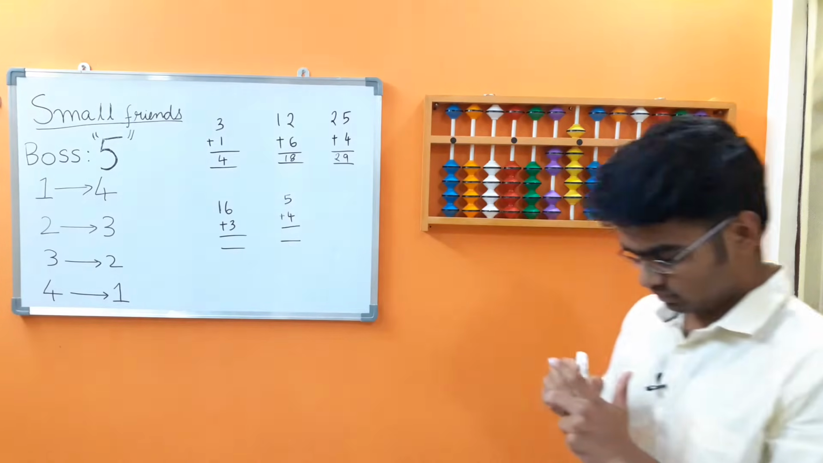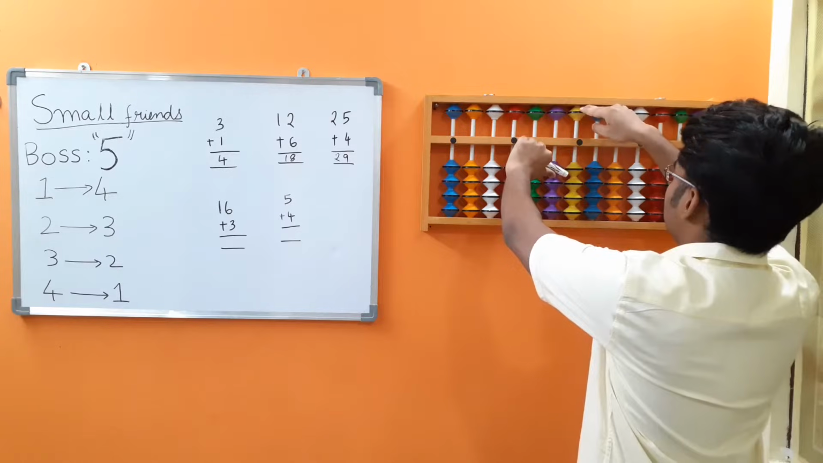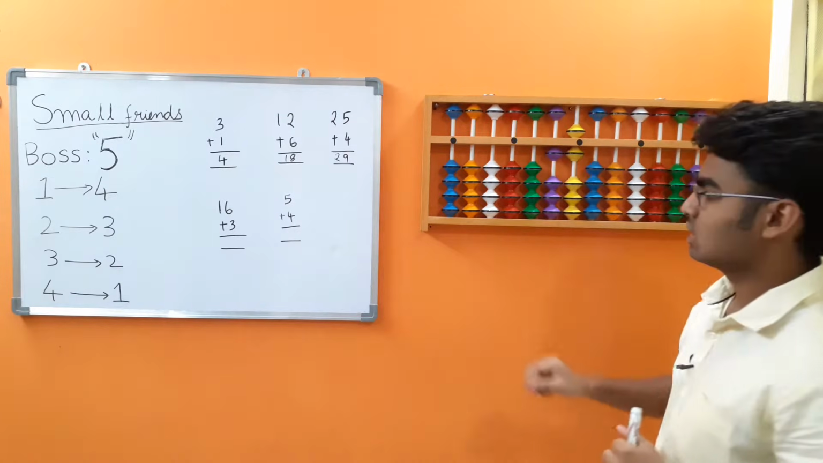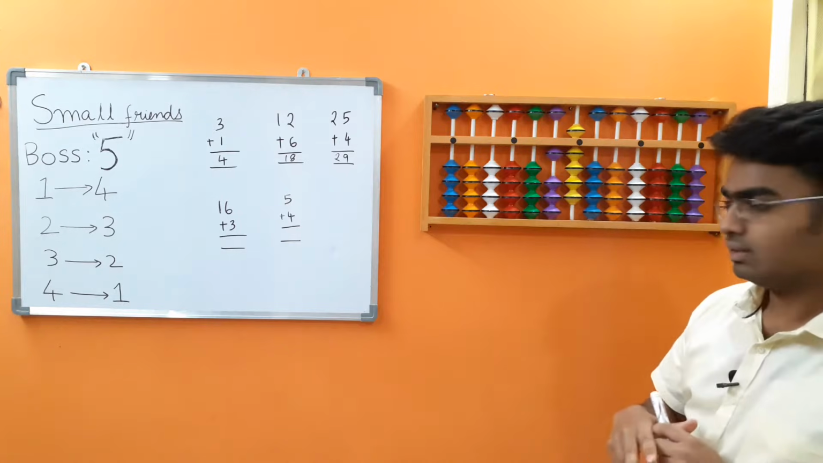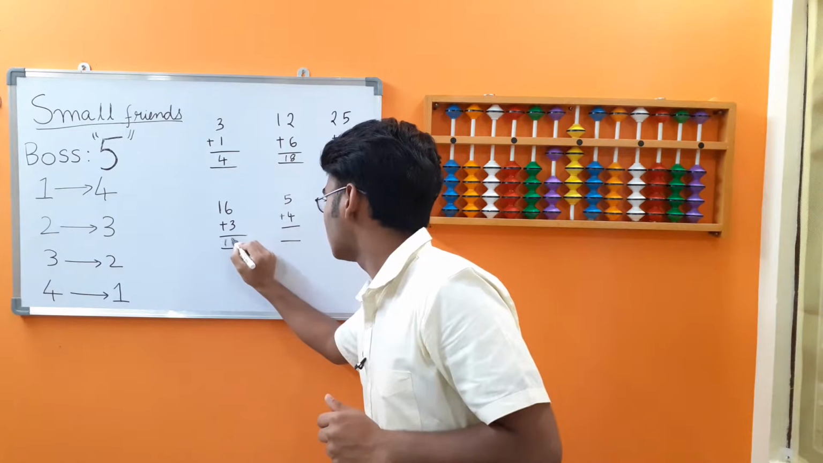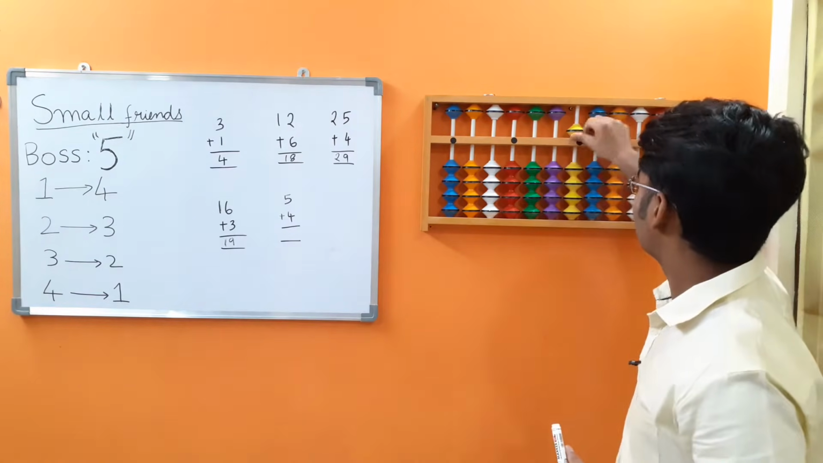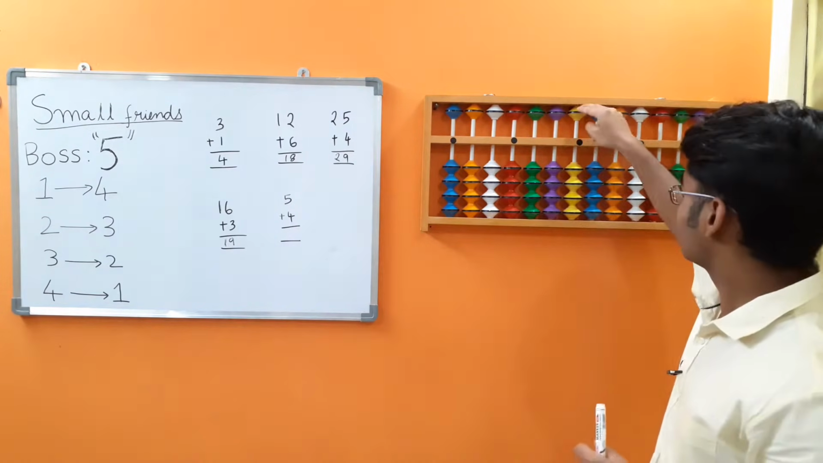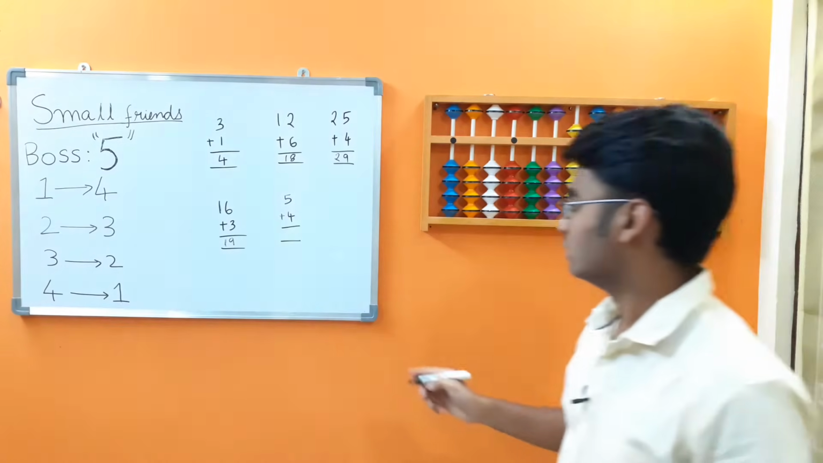16 plus 3. We place 16 on the abacus. Now we have to add 3. We can add 3 directly. 19. Let's add 5 plus 4. Simple, right? 9.